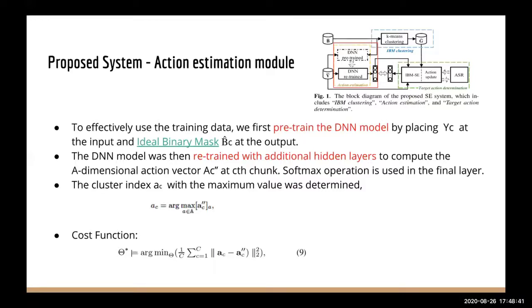The DNN model was then retrained with an additional hidden layer to compute an a-dimensional action vector AC at C's chunk. The cluster index of AC with maximum value was determined here. It is used in the next module. Here we have the argmax function, and the cost function here is MSE. And lastly, a softmax operation is used in the final layer for the retrained model.